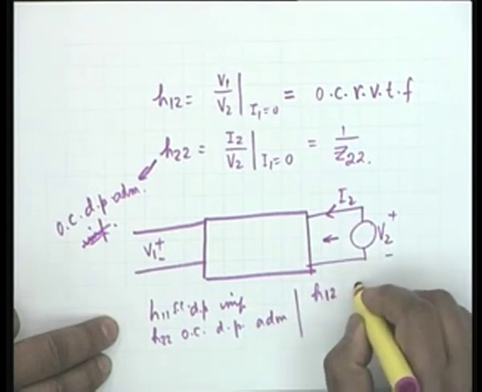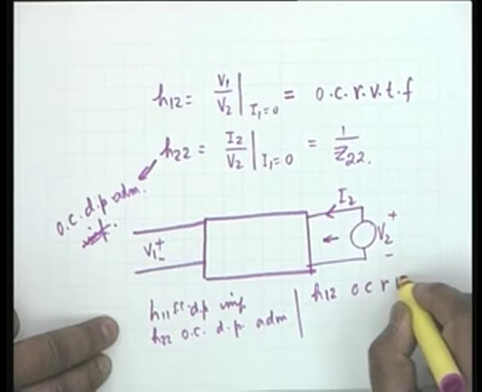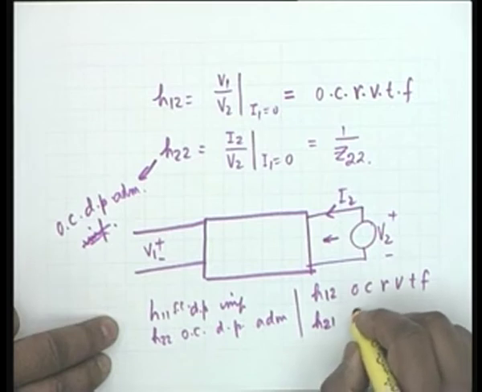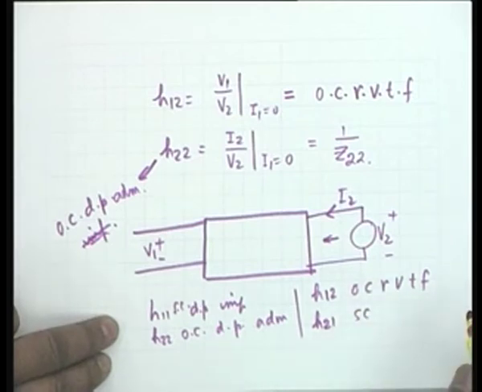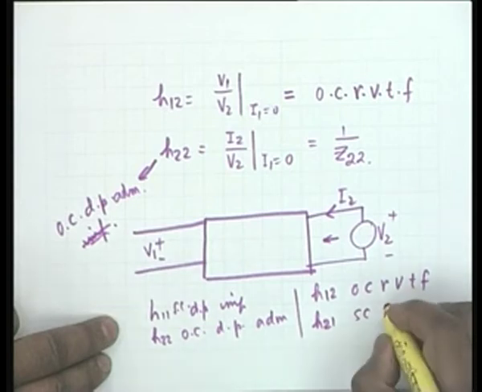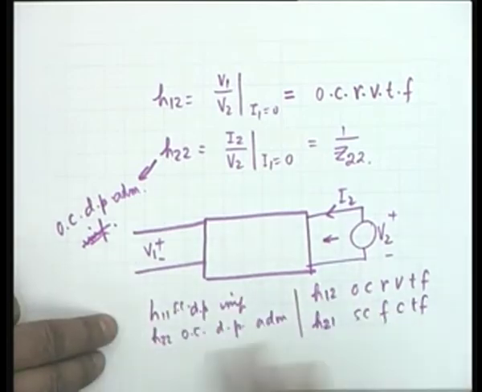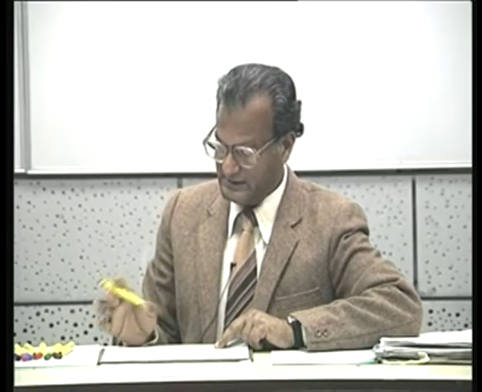H12 is the open circuit reverse voltage transfer function, and H21 is the short circuit forward current transfer function. Now, you see the hybridization. It is a mixture of all kinds of things: impedances, admittance, current transfer function, voltage transfer function, under open circuit or short circuit, reverse or forward, and that is why these parameters are called hybrid parameters, and they have a very important application in dealing with transistor circuits.